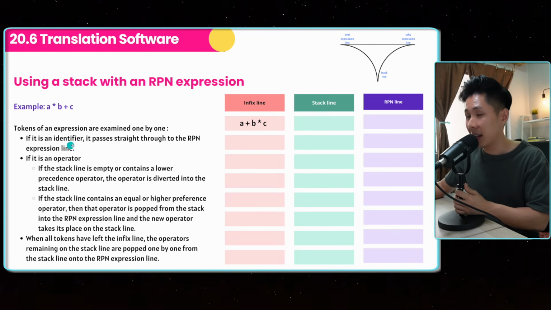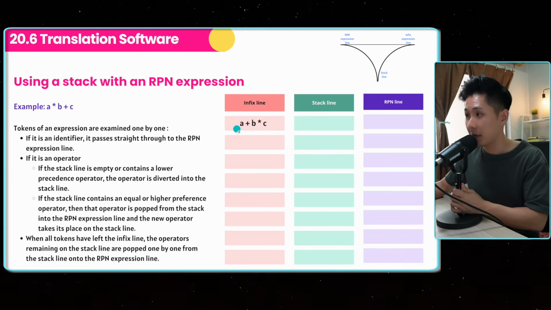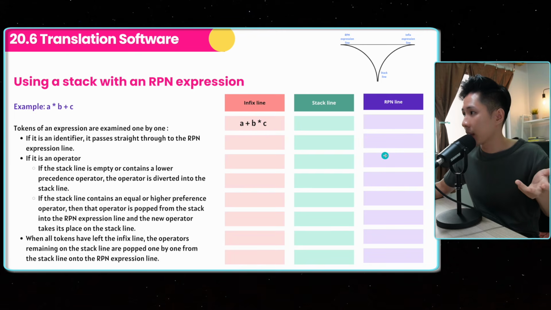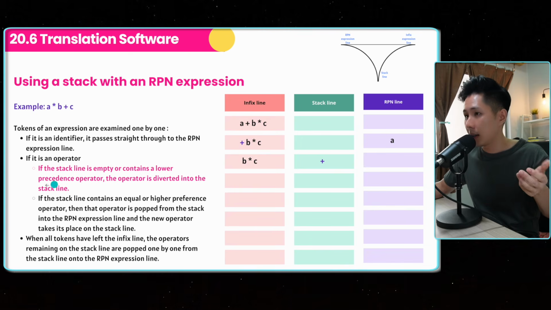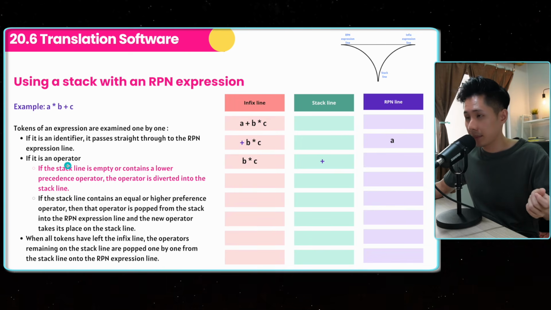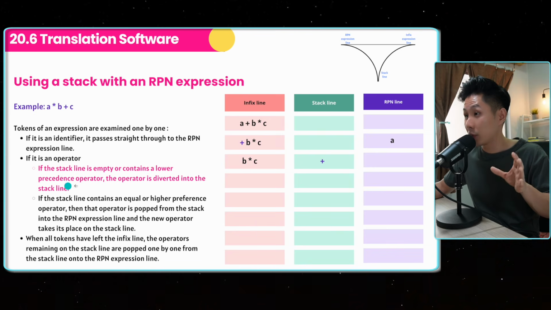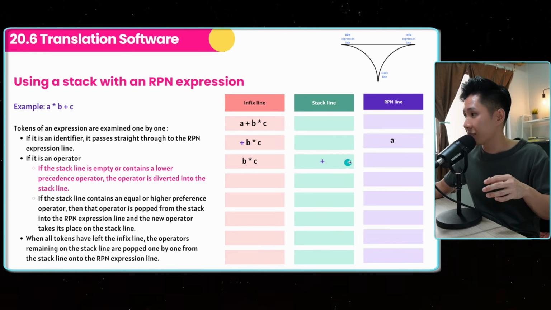So if it is an identifier, it passes straight through to the RPN expression line. My first character, A, is an identifier, not a symbol, not an operator. So I'm going to put A into the RPN line, followed by the plus. But the plus is an operator, and there are two conditions. If the stack line is empty or contains a lower precedence operator, the operator is diverted into the stack line, which is what I want here.